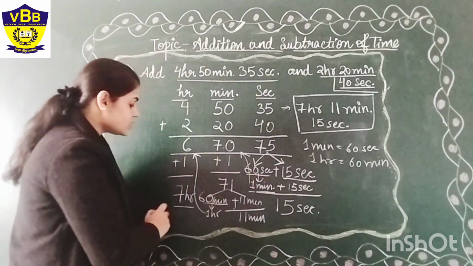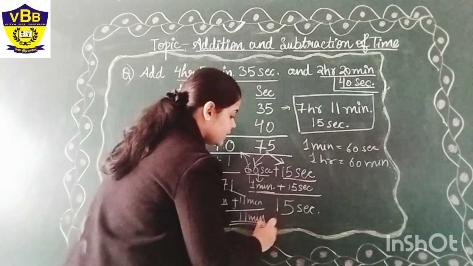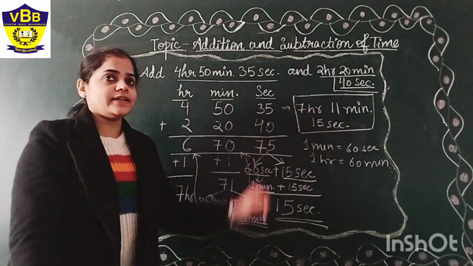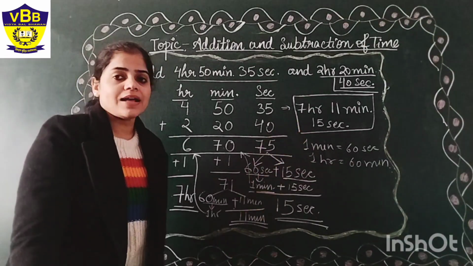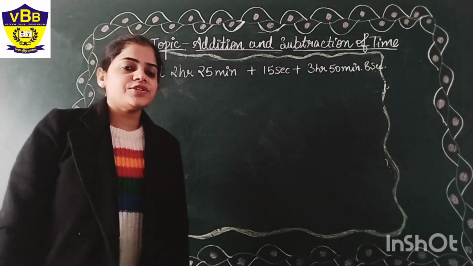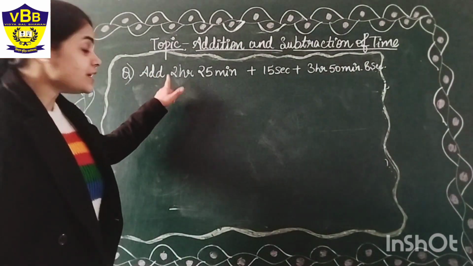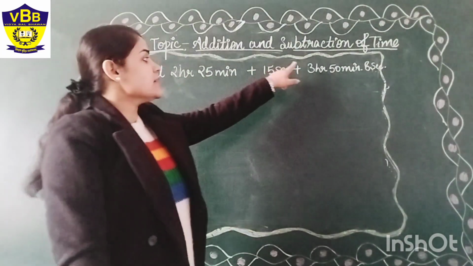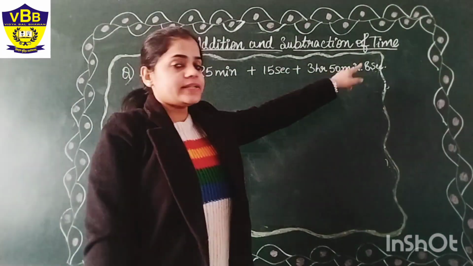So my final answer will be 7 hours, 11 minutes and 15 seconds. That's how you will mention your final answer. Okay, beta? Let us do one more question. We have to add 2 hours 25 minutes 15 seconds and 3 hours 50 minutes 8 seconds.